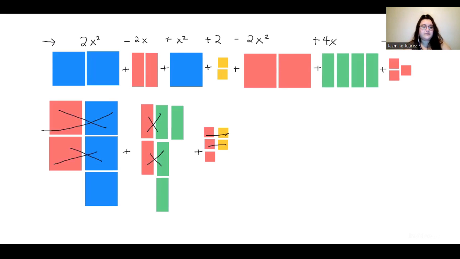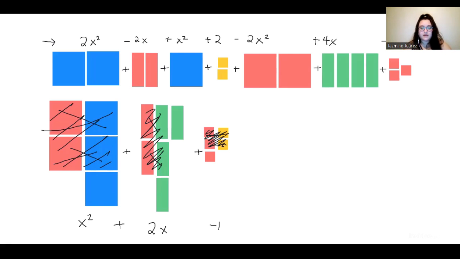Here, all of these have been zeroed out. So all I'm left with is an x squared term. This one, these four have been zeroed out. So all I'm left with is two x terms, or tiles, I should say. And then here, these four have been canceled out. So all I'm left with is a single -1 term.